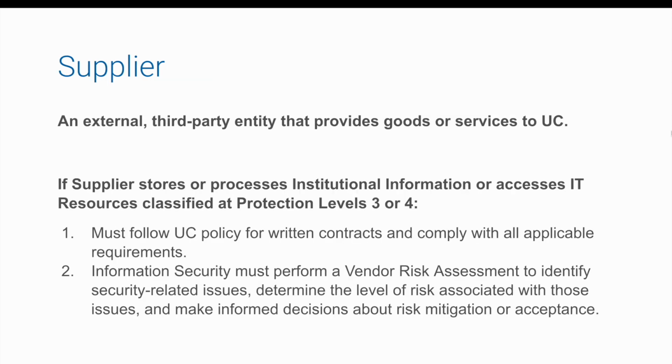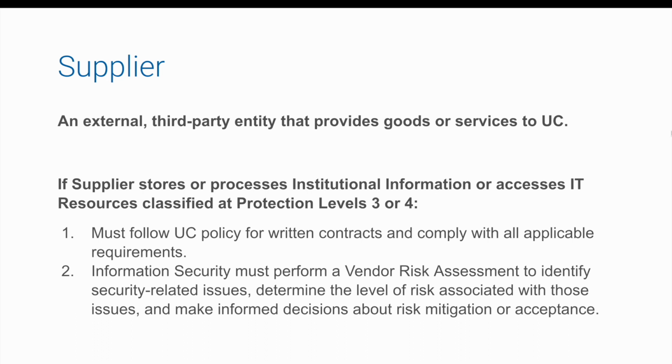The last role we will be going over is that of suppliers. Suppliers are an external third-party entity that provides goods or services to UC. These goods and services can include consulting services, hardware, integration services, software, systems, software as a service, and cloud services. Non-UC entities that operate IT resources or handle institutional information are considered suppliers for the purpose of this policy. A vendor is a supplier for the purpose of this policy.